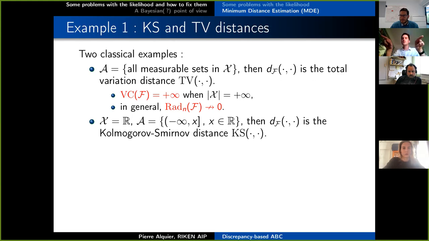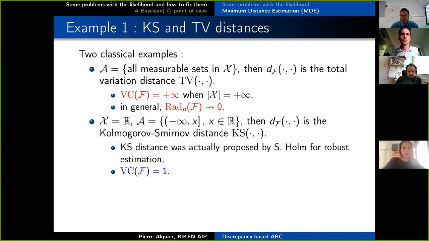But given 3 points, of course, it's not possible to find a half line that contains the two extreme points but not the middle point. So it means that the Vapnik-Chervonenkis dimension is two. I wrote one actually. Yeah, it should be a two, a typo anyway.